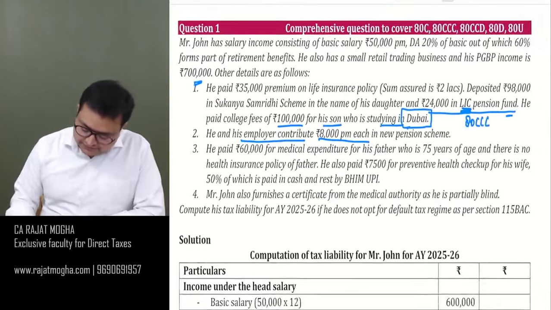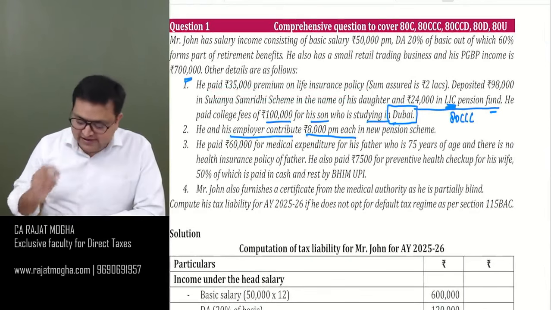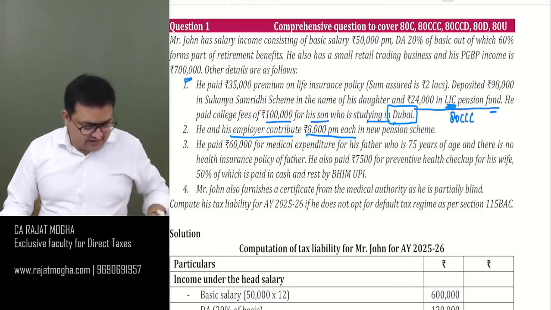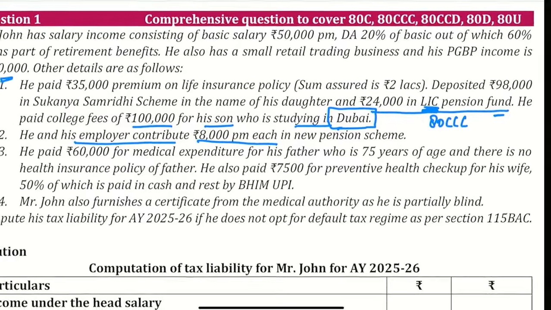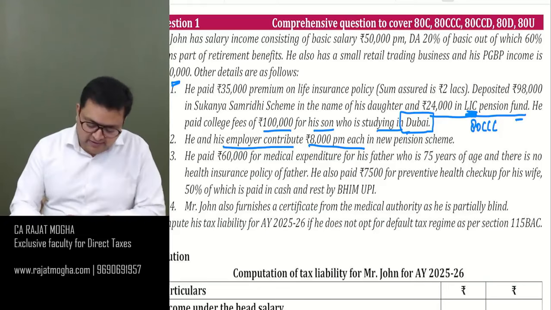So he paid a 35,000 premium on a life insurance policy. So this is 80C he will get. Deposited 98,000 in Sukanya Samriddhi scheme, he will get 80C. 80CCC is for LIC pension fund. And then college fees, 80C, but he will not get it because it is in Dubai. So how will I write it?